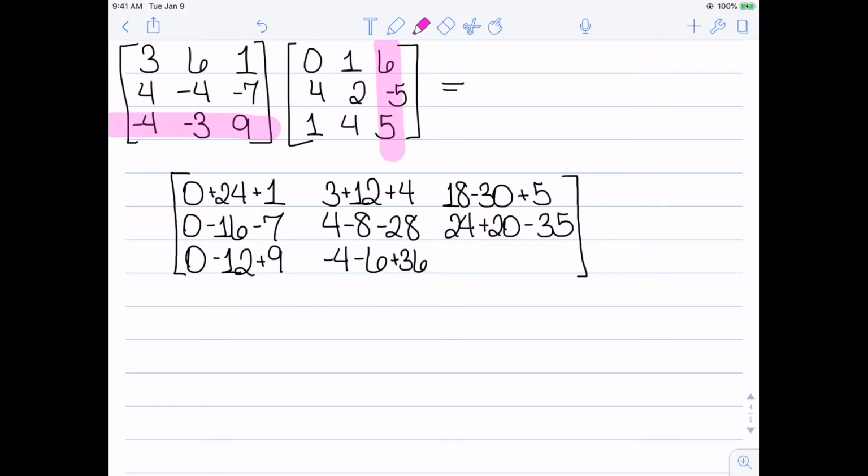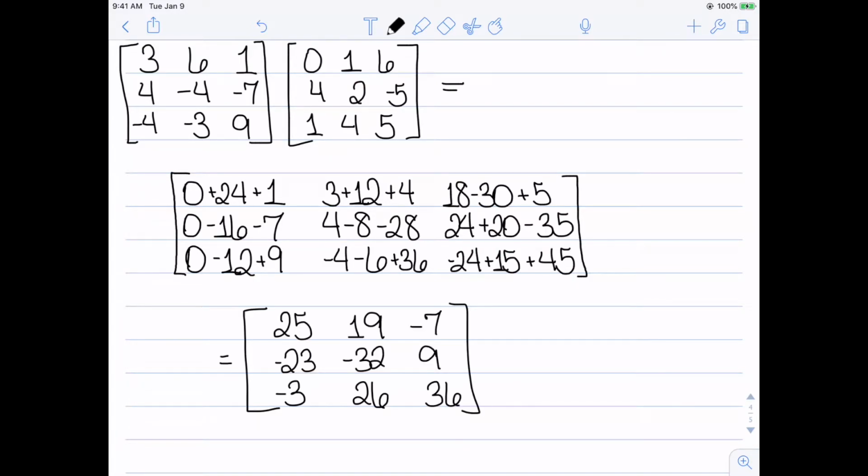And finally, I'm going to do my third row, third column. -4 times 6 is -24. -3 times -5 is 15. And 9 times 5 is 45. Now that I've done all that, it's just a matter of simplifying and adding up these numbers. And once I do that addition, I have my final result.